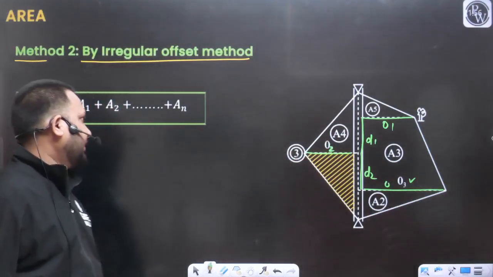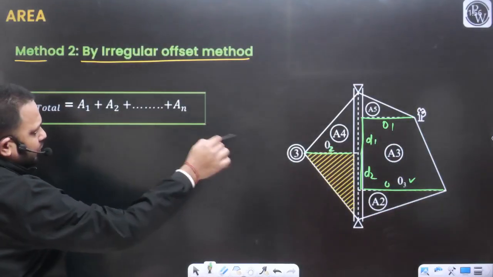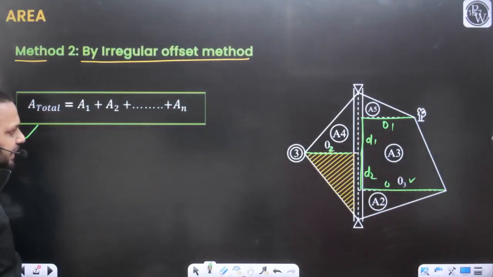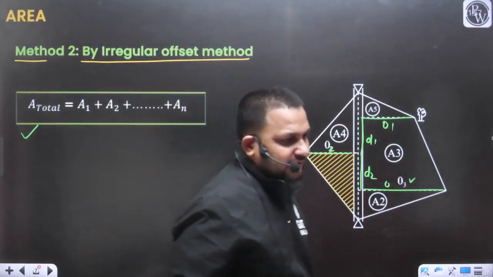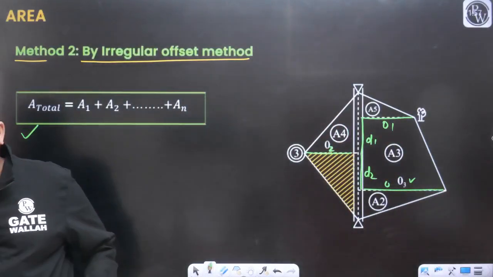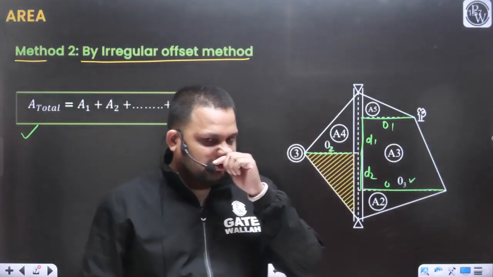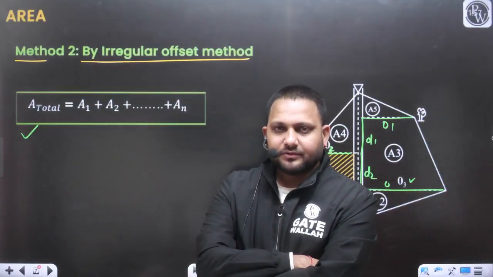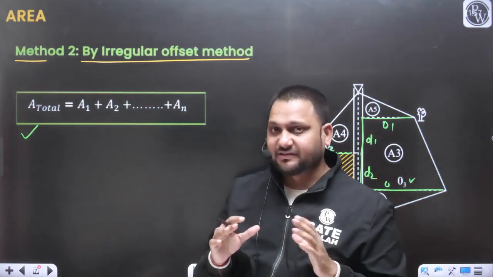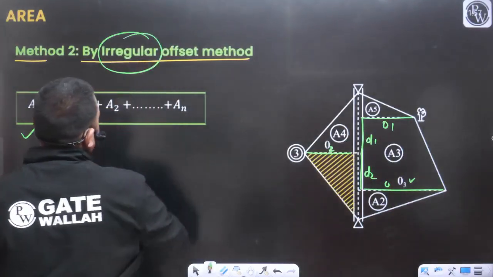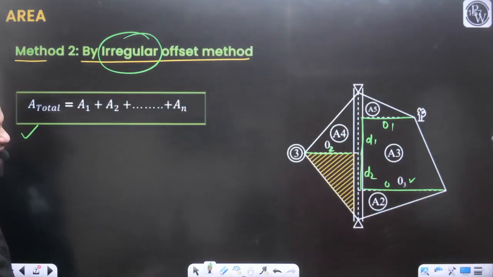So now what I can write: the total area of this field will be equal to A1 plus A2 plus A3 plus A4 plus A5, up to AN. And all these areas A1, A2, A3 are the areas of regular geometries. I hope the point is clear to everyone. Here we have not considered the offsets at regular intervals. That's why we are using the term irregular offset method.